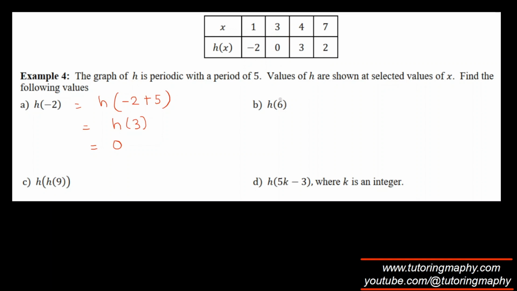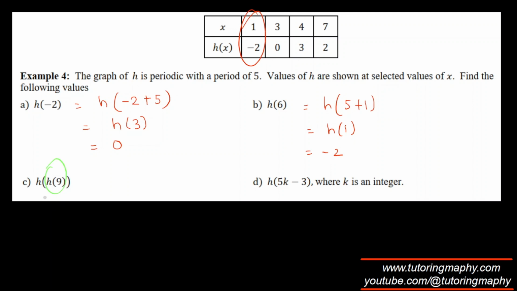All right. Here, h of 6, I want to decrease this. So I want to write the closest number to 6 that comes in the table of 5. So obviously that's 5. So I can write this as 5 plus 1, which is going to be the same as h of 1, and h of 1 from the table is just negative 2.